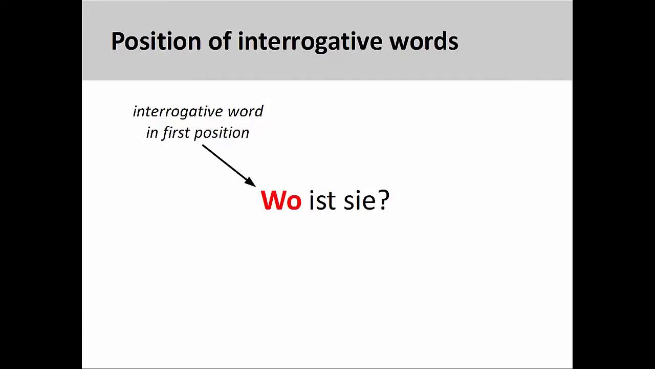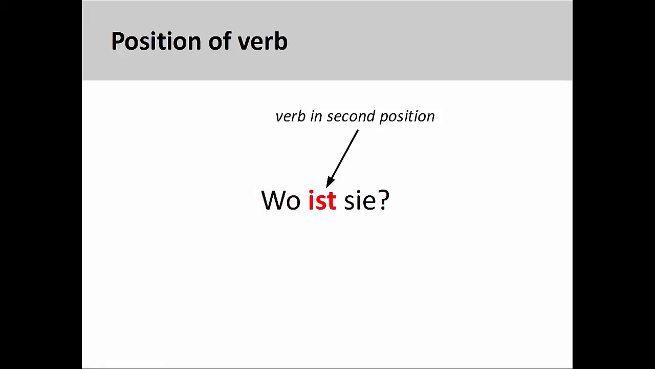In German, like in English, the interrogative word comes at the beginning of the sentence. Here the interrogative adverb wo, where, sets up a question inquiring about the location of the subject. The verb will come in the second position in sentences beginning with an interrogative word. We will see in a later presentation that the verb comes in the first position in yes-no questions.